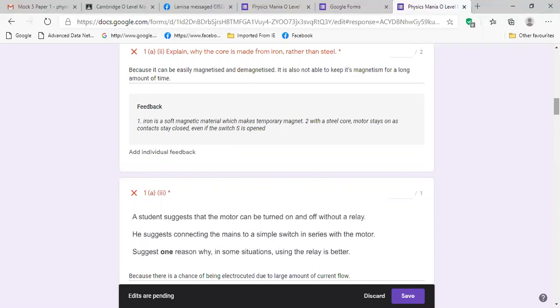So the discussion you made, it's okay. It is also not able to keep its magnetism for a long amount of time. Rather, you can bring the idea of steel. So it's much more specific. However, I am giving you here 2 marks.